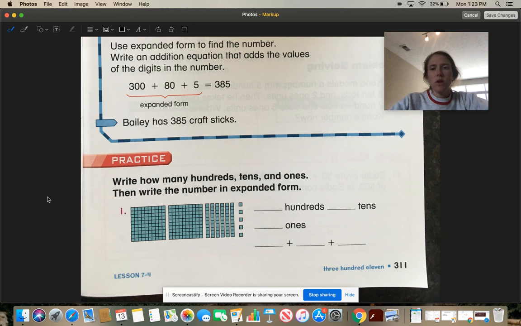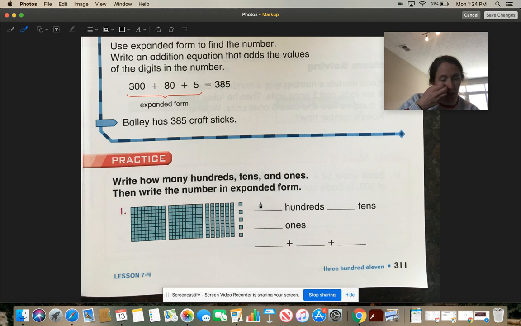So let's go ahead and move on to the practice. Make sure you have out your book and have out your pencil so that you can follow along. It says practice, write how many hundreds, tens, and ones, then write the number in expanded form. Let me get my marker and I will go ahead and write along with you guys.